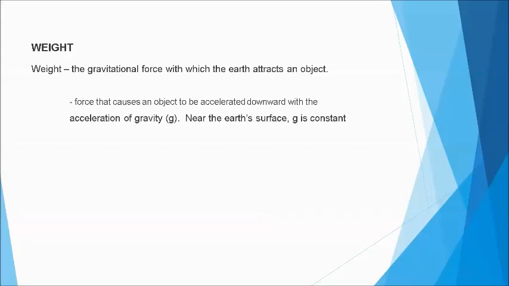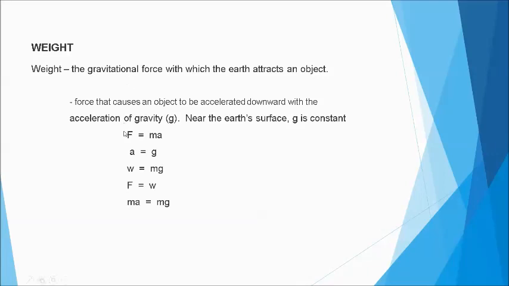Now, dito naman, weight is the force, okay, that causes an object of mass M to be accelerated downward with the acceleration of gravity, that is G. Okay? And that is why near the Earth's surface, G is constant. And with that, let's take a look at these relationships.